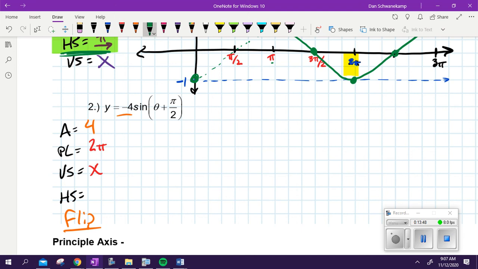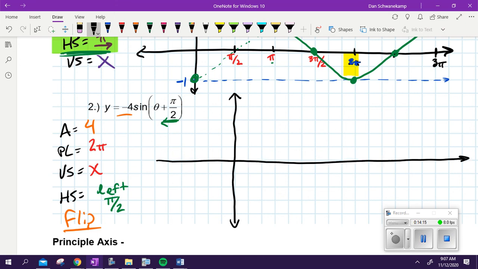And then horizontal shift. Eli, which way am I shifting? I'm shifting left, pi over 2. It's plus pi over 2, so we're shifting left, pi over 2. Let's put that on a graph. I'm going to be smart about how this works. The amplitude is 4, so I need to stretch quite a bit. So I want to make sure I have a big enough y-axis. And I'm shifting left pi over 2, so I want to have enough space over here on the left side.